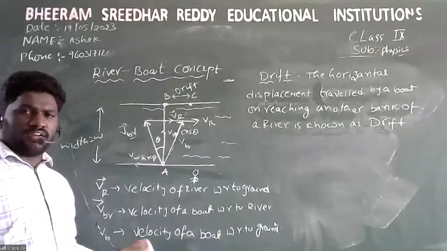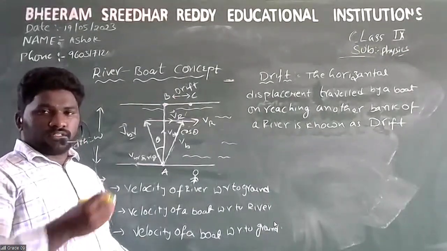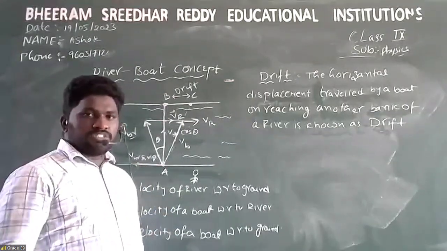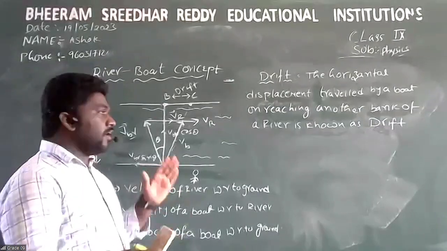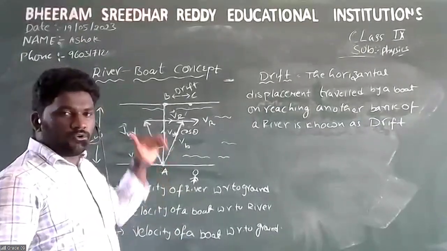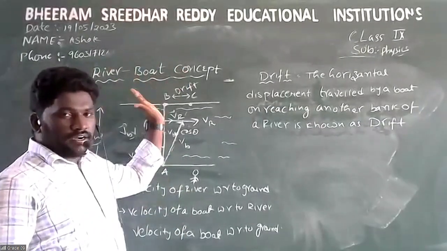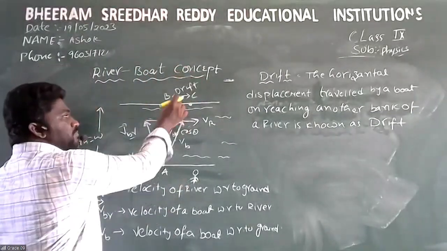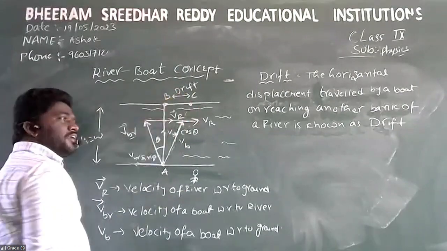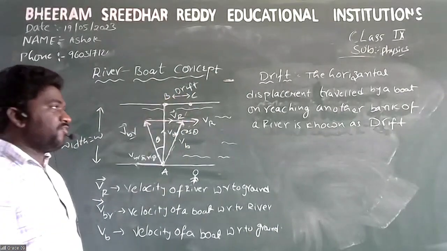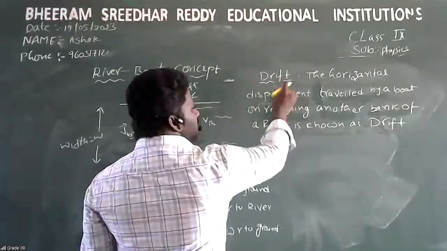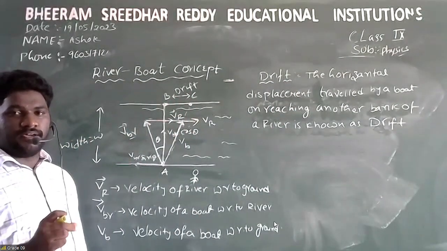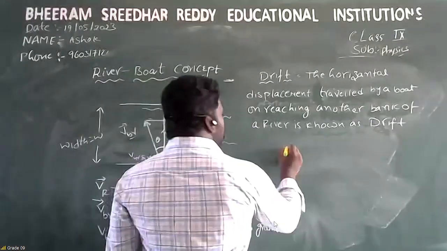Drift, time, these are all concepts. Still there are many concepts in this river boat topic. This is the next point. First of all, we found the time taken by a boat to cross to the other bank. On reaching the other bank, there is some horizontal displacement traveled by the boat. That horizontal displacement is nothing but the drift. Here, drift is the horizontal distance traveled by the boat, so I am taking it as x.